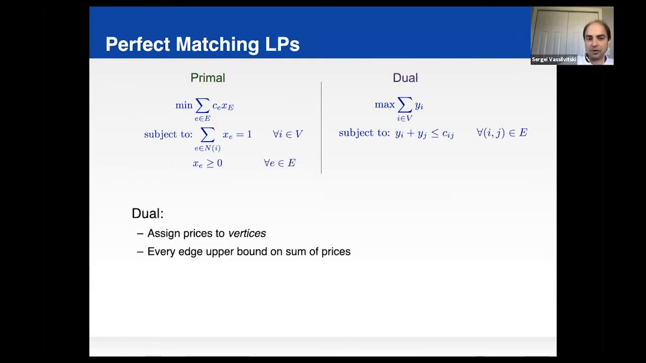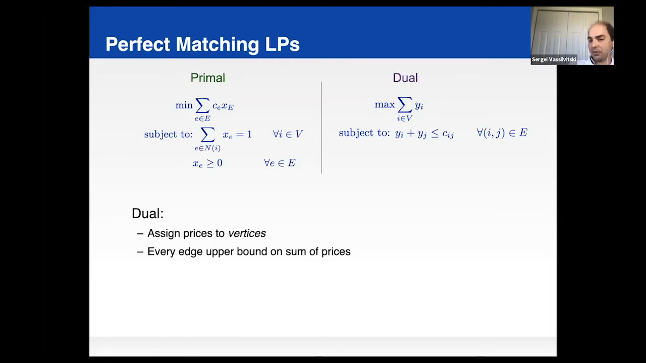Okay, so just to write this down. We have the primal here on the left. What does the primal tell you to do? It says we're trying to minimize the cost of the matching, subject to the fact that every node is matched. This is all that the left-hand side primal says.